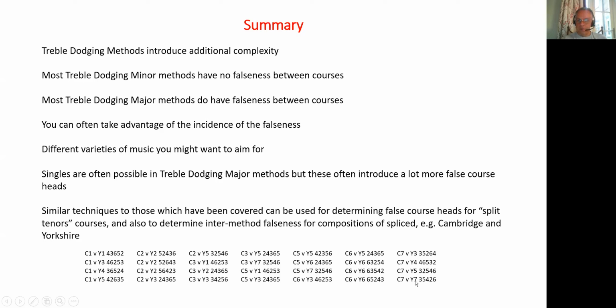Somebody looking at just the very last entry in this table. So if we ring the 7th lead of the plain course of Cambridge, we cannot ring the 7th lead of the course 35426 of Yorkshire because they'll both contain the same rows.